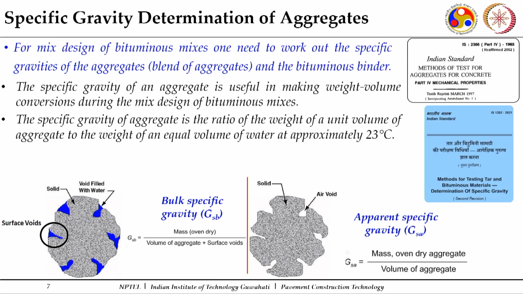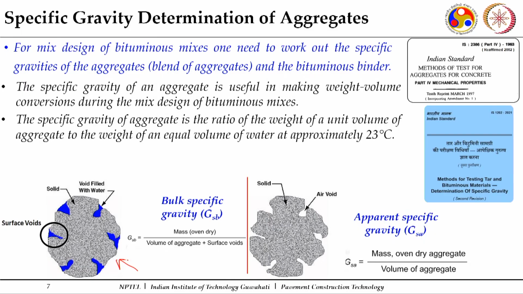Now, certain parameters need to be worked out for bituminous mix design. One is required to know the specific gravity of the aggregates and binder. For aggregates, the specific gravity required is the bulk specific gravity. We discussed earlier what bulk specific gravity is. Here, in this exaggerated view, all the surface voids of an aggregate which are water permeable get filled with water, and there is no surface water.